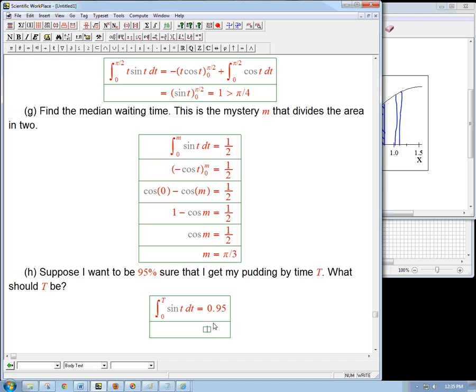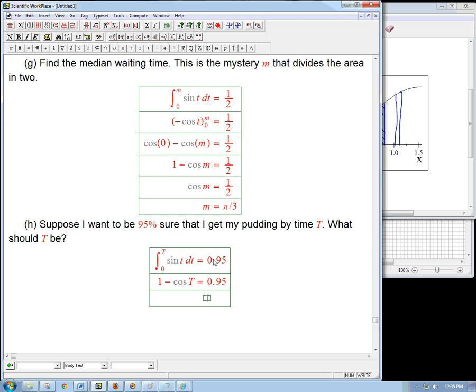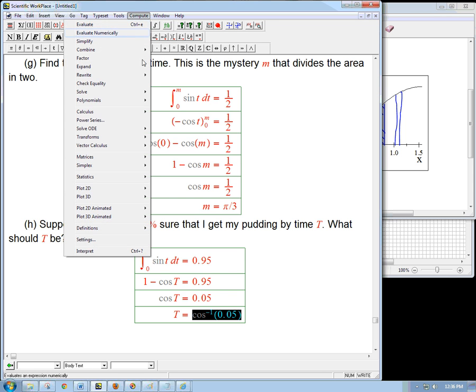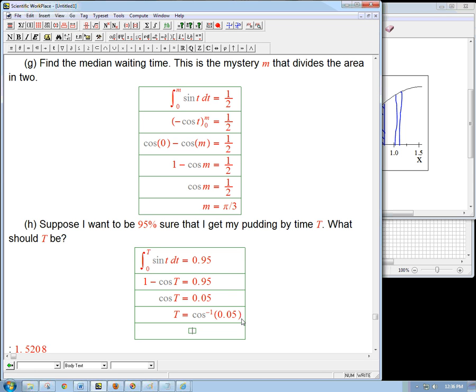Once again, it's going to be cosine 0, which is 1. The left-hand side is basically exactly the same. 1 minus cosine t is 0.95. So we want cosine t to be 0.05. And now it's not a particularly nice number. It's the inverse cosine of 0.05. But we can evaluate that numerically. And so that's about, I should wait till about 1.52.